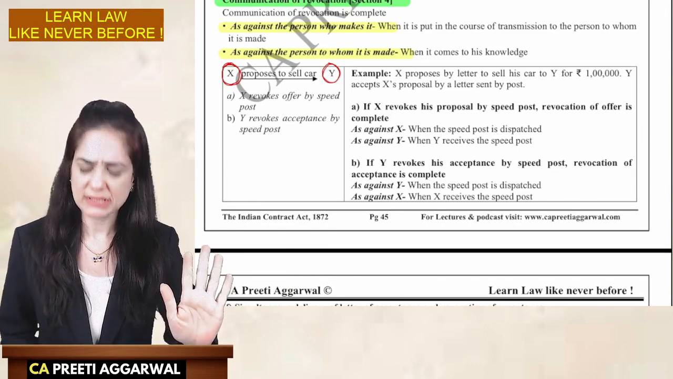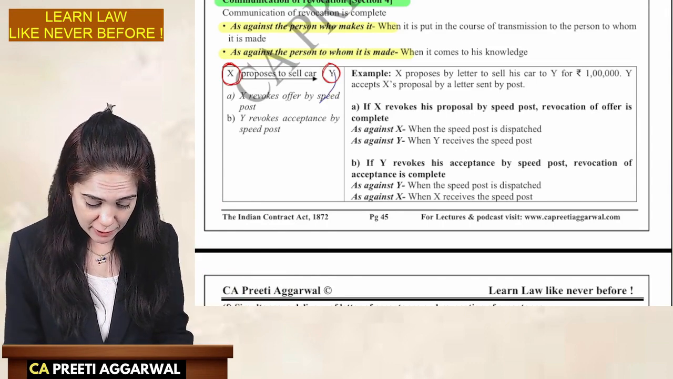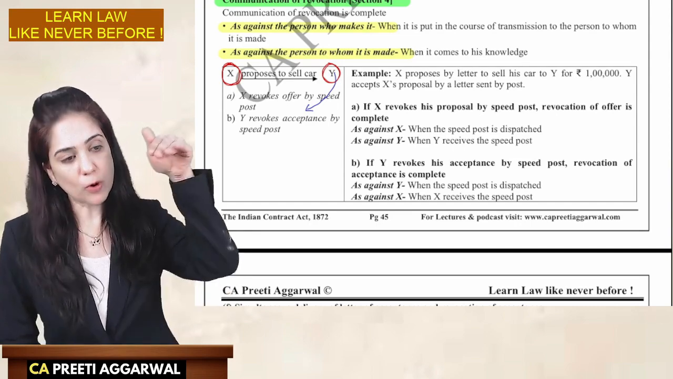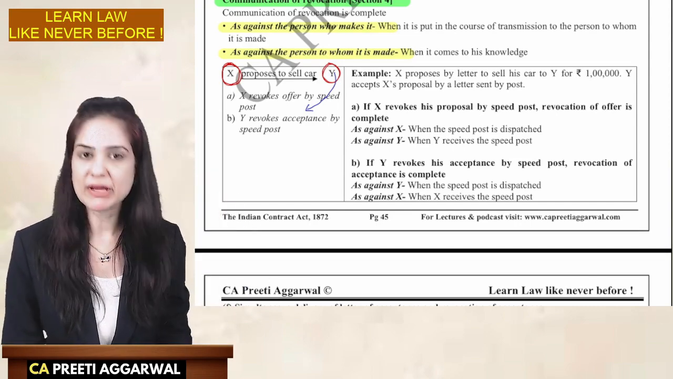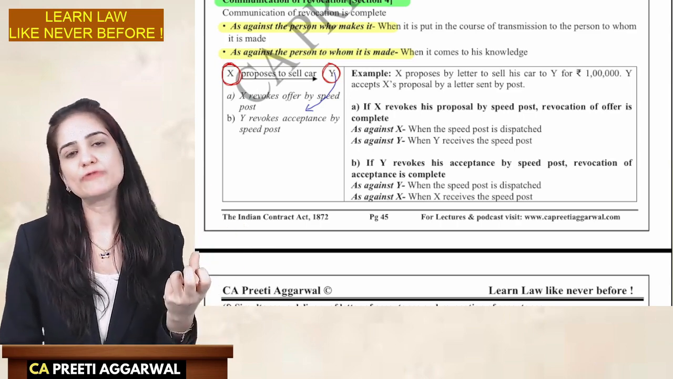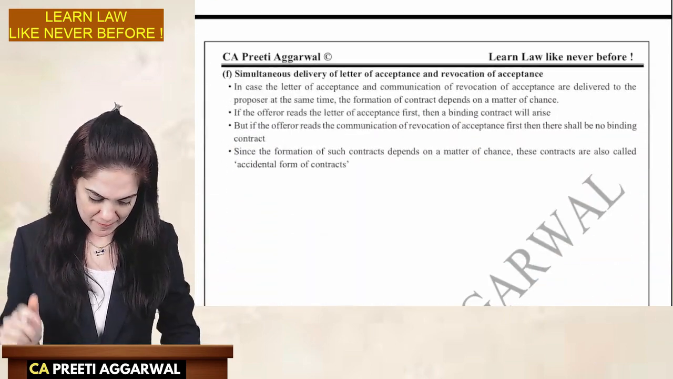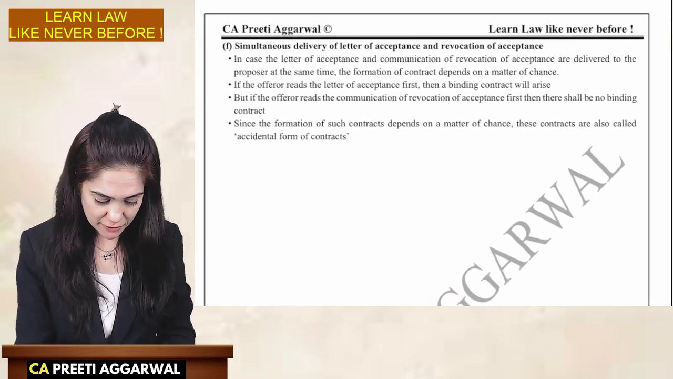Not important for exam. Y revokes his acceptance. When he posts his revocation, for him revocation is complete. And for X, it will be complete when he receives the letter of revocation. Simultaneous, this is important for case-based questions.